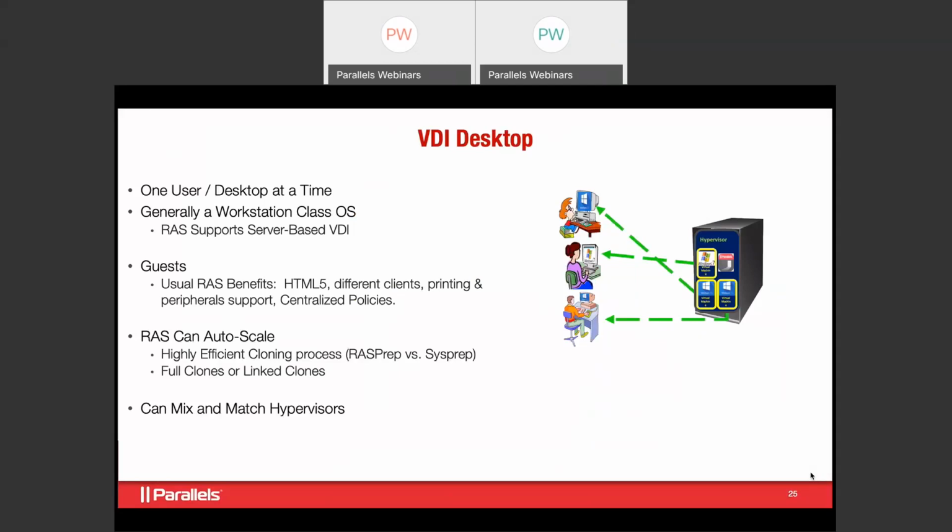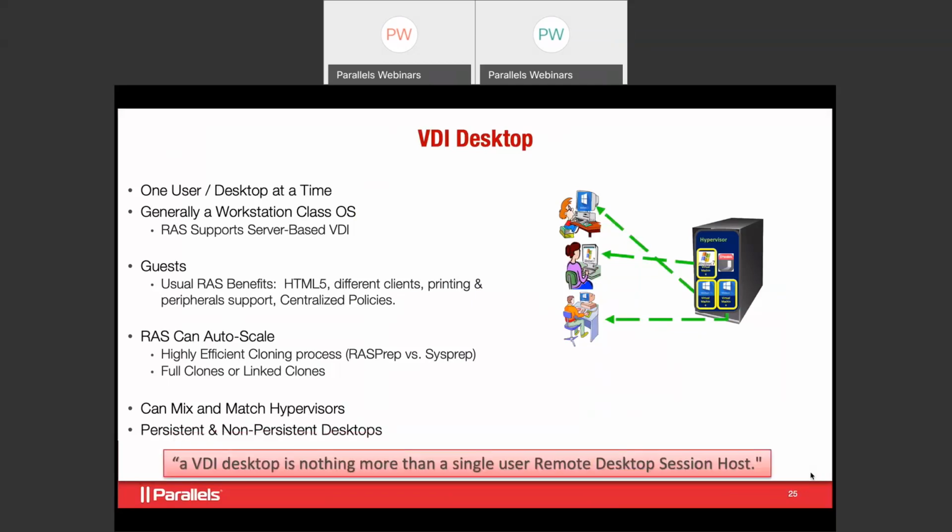You also can mix and match hypervisors, and this is true across the board. RAS supports multiple hypervisor integrations at once, and I'll definitely show you that when we get into the demo. And then persistent and non-persistent desktops can handle all of those. Okay, and persistency means something different to different people, so I'll explain exactly what we mean about that.